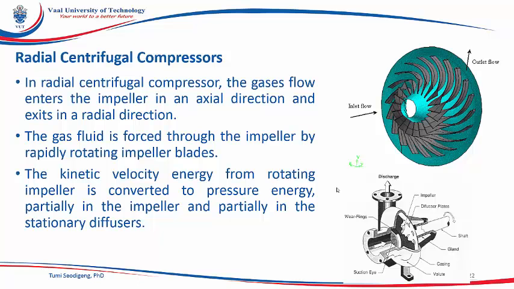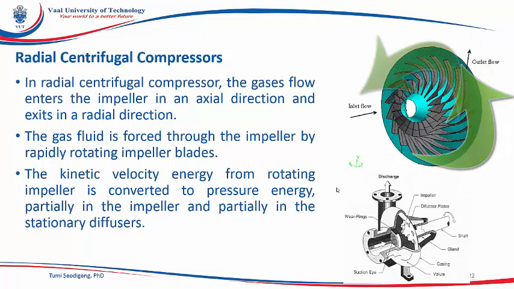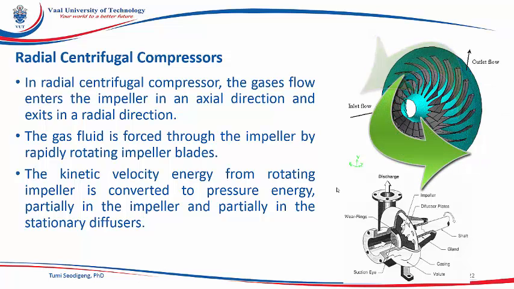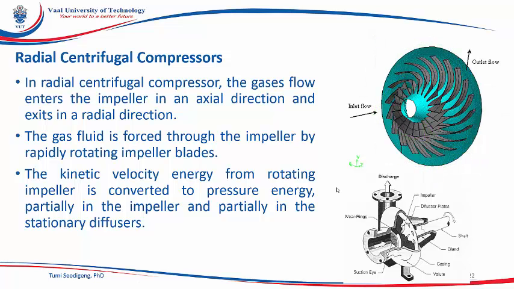The second type of dynamic compressor is the radial centrifugal compressor. In this compressor, the gas flow enters the impeller in an axial direction and exits in a radial direction. The gas fluid is forced through the impeller by rapidly rotating impeller blades. The kinetic energy from the rotating impeller is converted to pressure energy partially in the impeller and partially in the stationary diffusers.